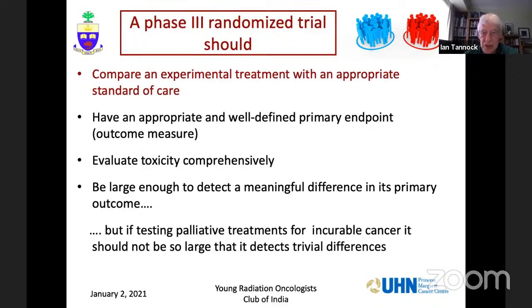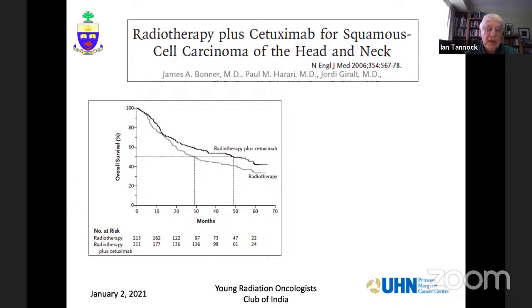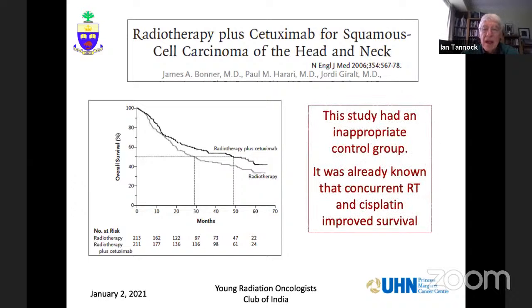So let's talk at first about the control group. Here's a radiation oncology trial that I suspect many of you may be familiar with that came out in 2006 that compared radiotherapy with radiotherapy plus cetuximab for head and neck cancer, and it showed an overall survival difference. The problem with this trial is it had an inappropriate control group. It was already known that concurrent radiation and cisplatin improved survival, and there was a meta-analysis by Pignon and colleagues that had appeared a few years before this. So treating the control group with radiotherapy alone was not appropriate, and it has since been found in other trials that radiotherapy plus cisplatin has at least as good survival as radiotherapy plus cetuximab, and surprisingly is less toxic and remains the standard.